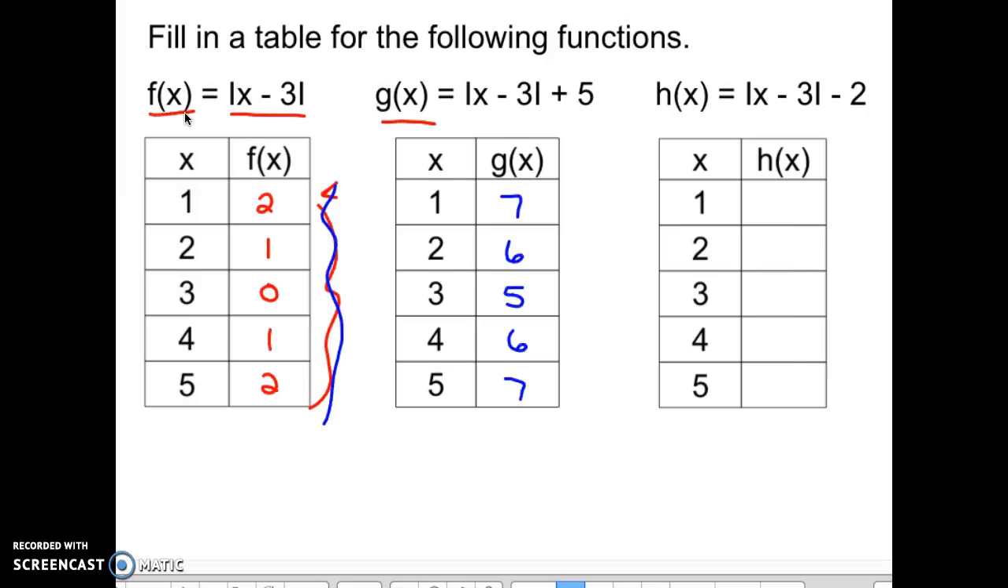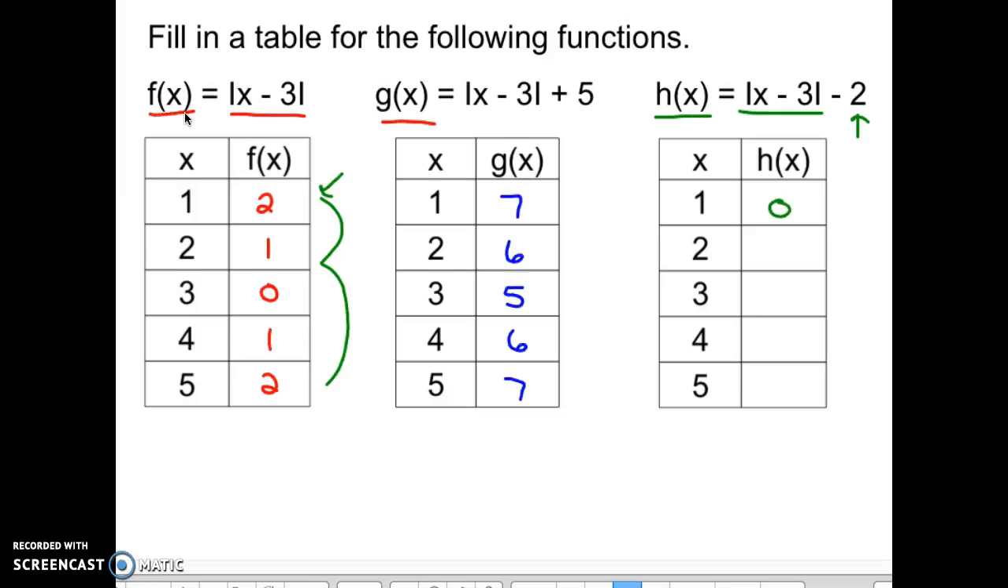Let's go to the last one over here. Again, h of x equals the absolute value of x minus 3, which was in graph 1. And it says I'm going to take away 2. So again, here's all my absolute value of x minus 3 answers. And all it's saying is take away 2 from each one of them. So I have 2 for the first one. When I take away 2, I have 0.